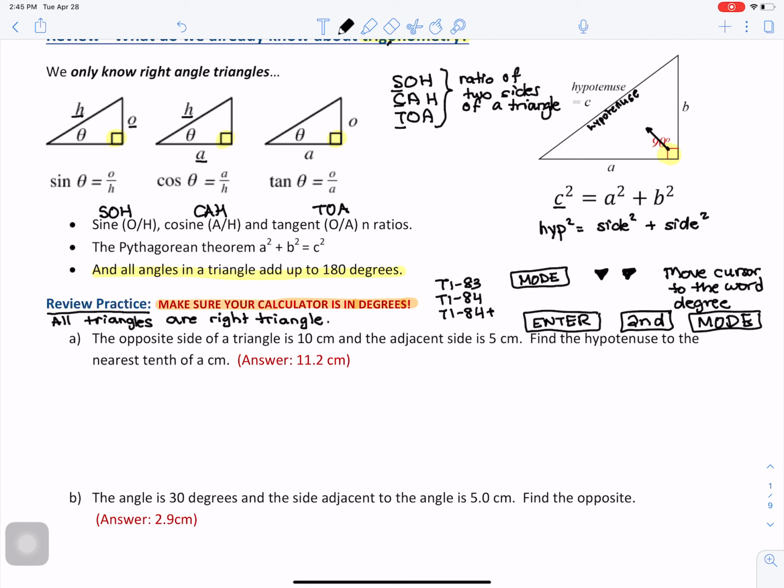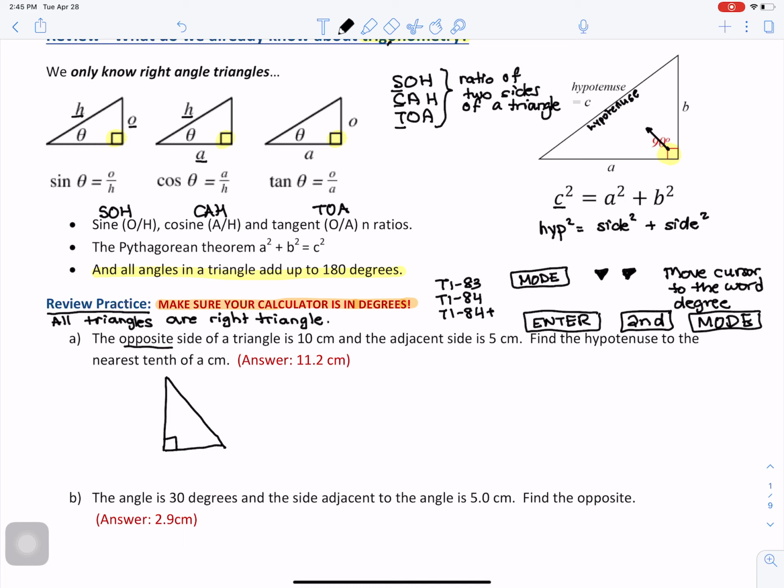Okay, so on this triangle, I'm going to draw a right angle triangle, a 90-degree triangle. I'm going to say the opposite side is 10, and the adjacent is 5. And the hypotenuse is, we want to find the hypotenuse to the nearest tenth.